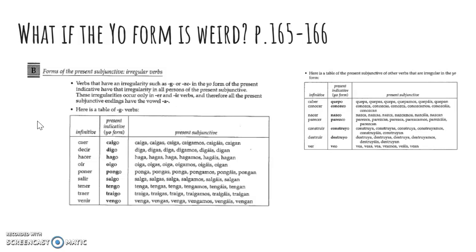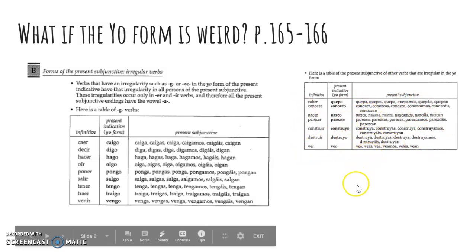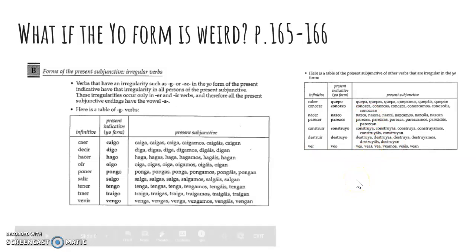On this first column here, you have all those ones that we call go verbs, like hacer, right? You have poner, salir, all those keep that G ending and then add the A to it. Then you see some other ones over here in this other table that also have irregular yo forms and what they look like in all the different forms. So you have those to use as a reference.